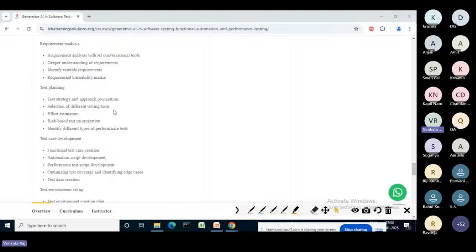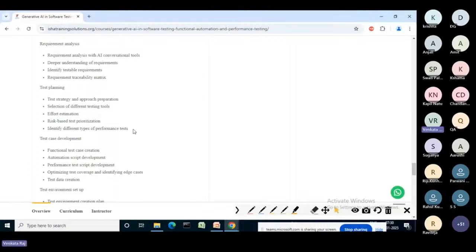That also, AI can help us with effort estimation. Then risk-based prioritization. Most of the interview questions we get are regarding risk-based testing. AI can assist us in that: which scenarios to be taken, which scenarios to be kept out of scope, all those things.